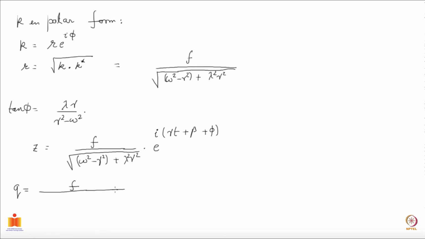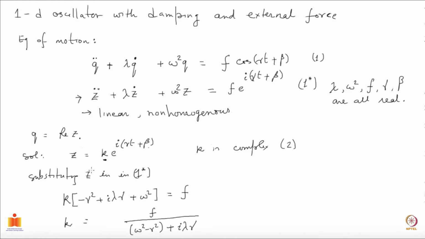Bored of writing this again and again. Anyway, let me write it down. And then you have cos of gamma t plus beta plus phi. Okay, now this is not the full solution. This is just a particular solution of this equation, right? This is just a particular solution.